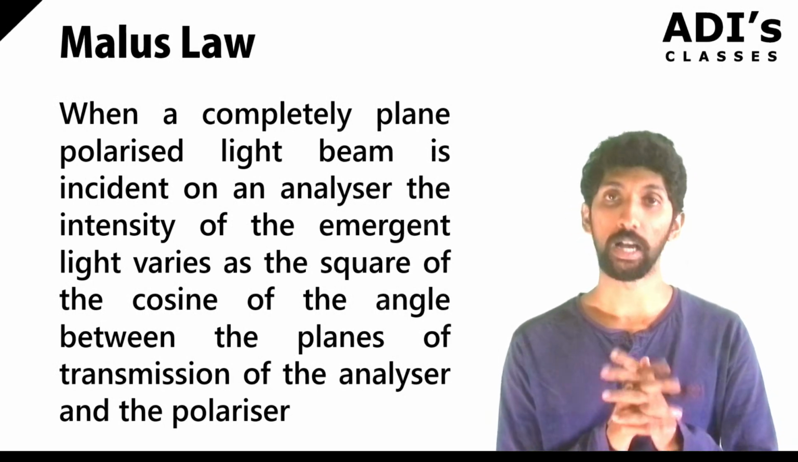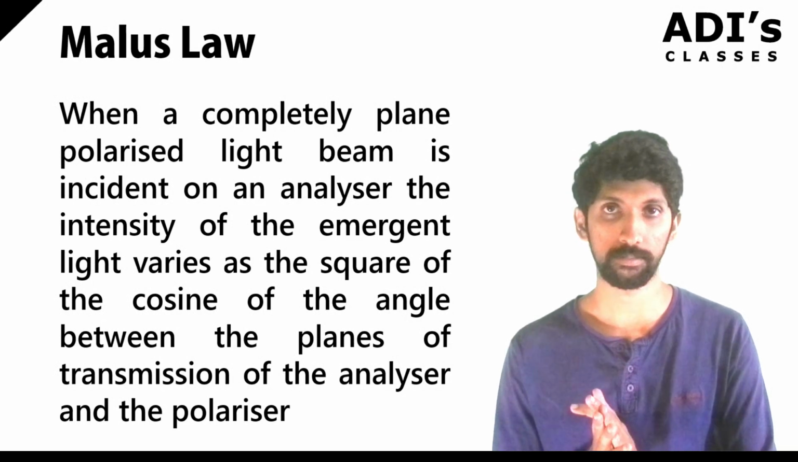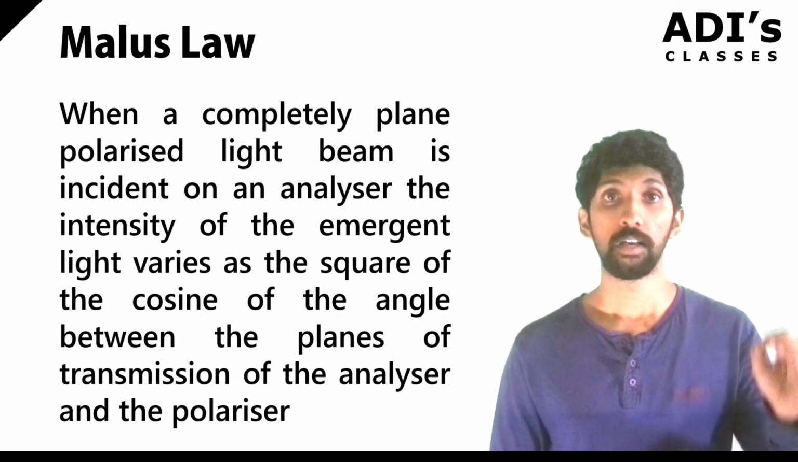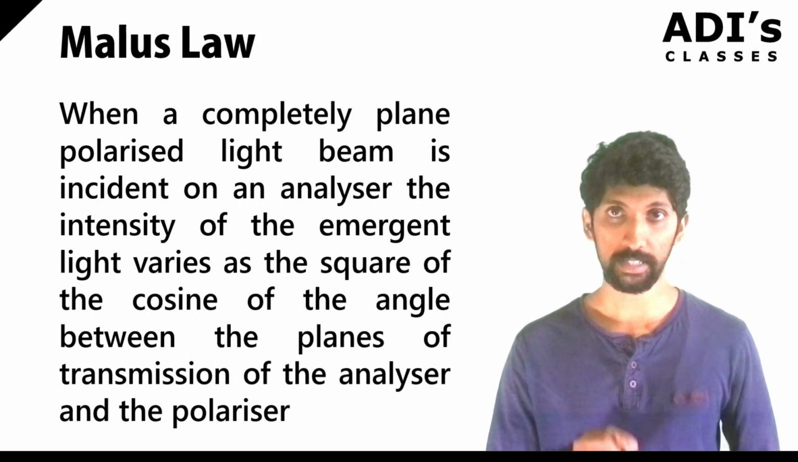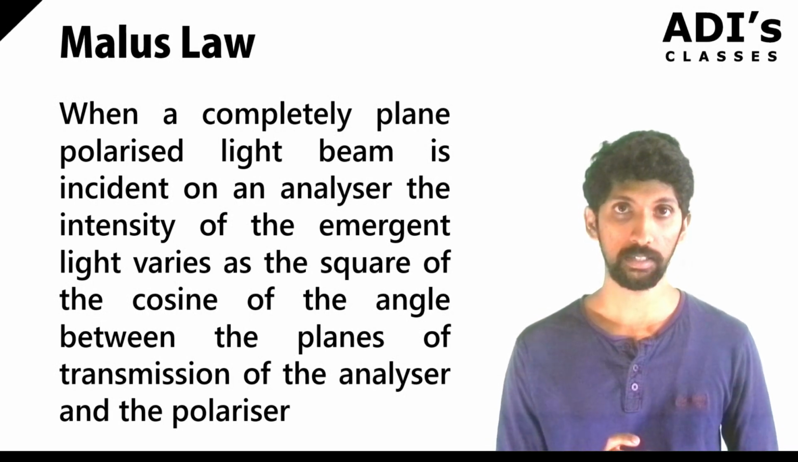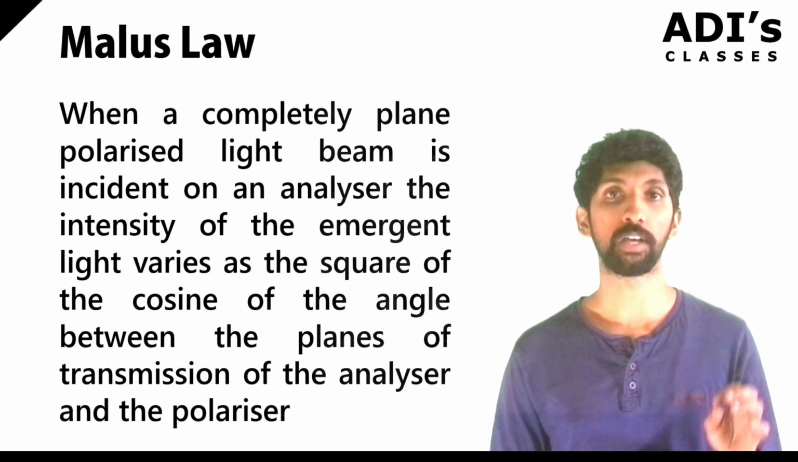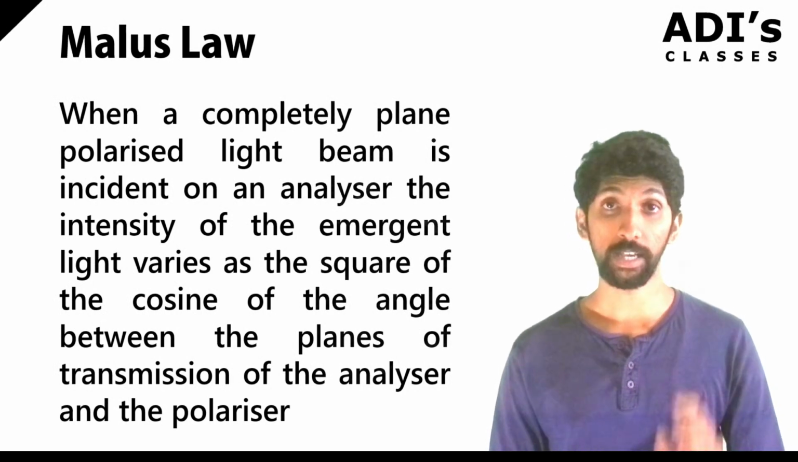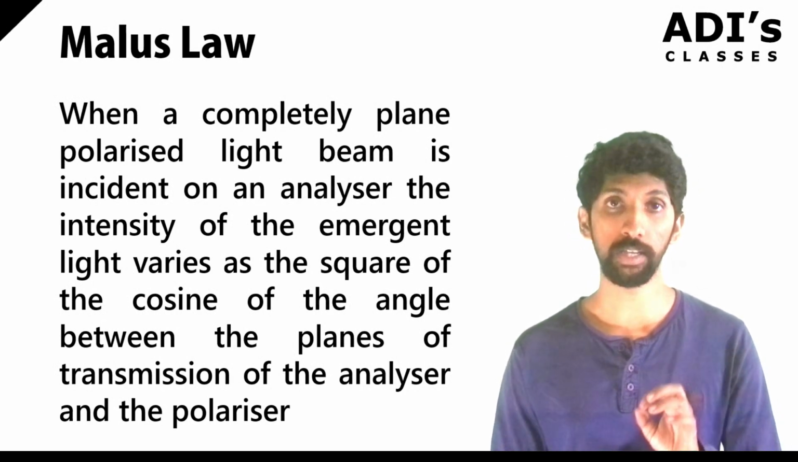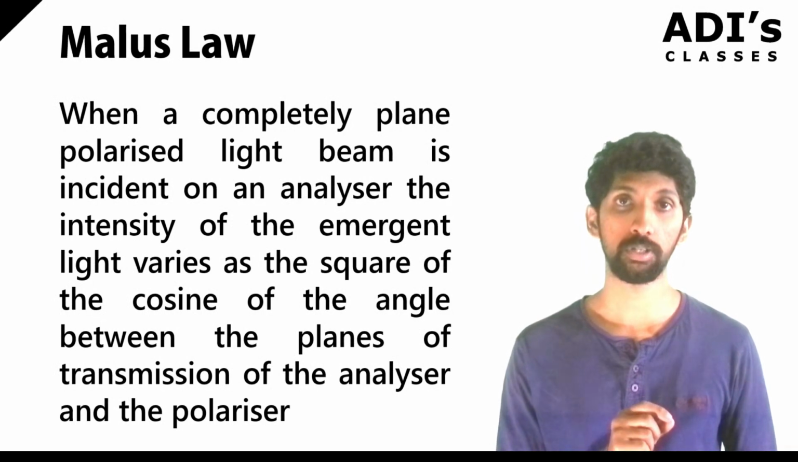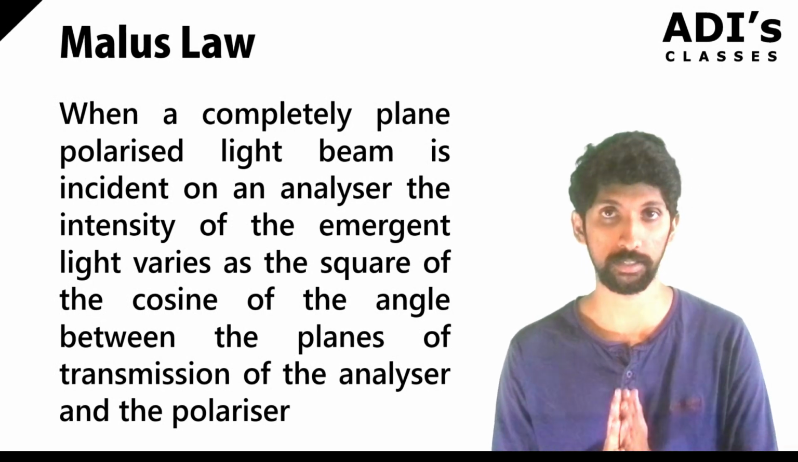Okay, so I'll repeat this, then I'll explain what it tells. What it states is, when a completely plane polarized light beam is incident on an analyzer, the intensity of the emergent light varies as the square of the cosine of the angle between the planes of transmission of the analyzer and the polarizer.